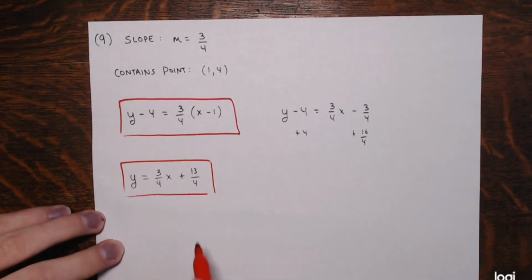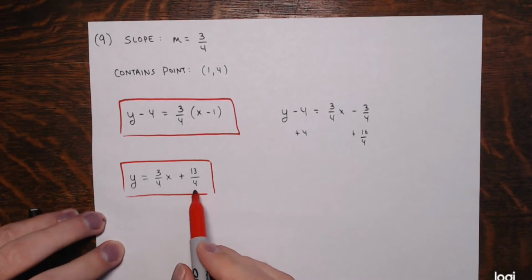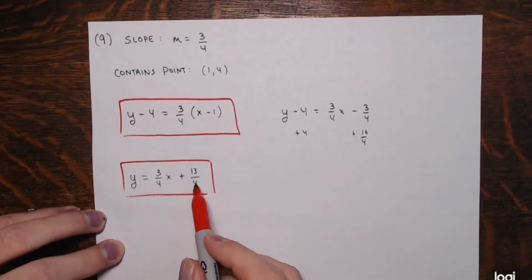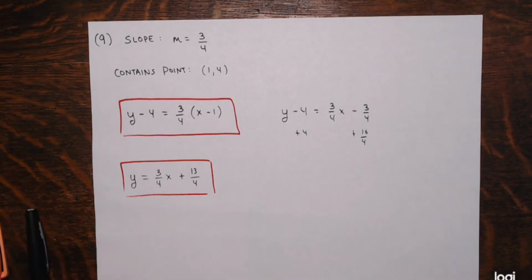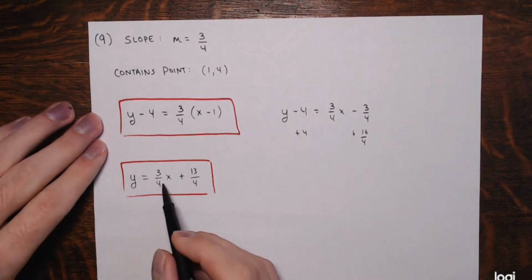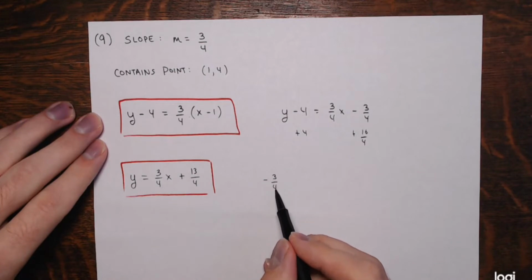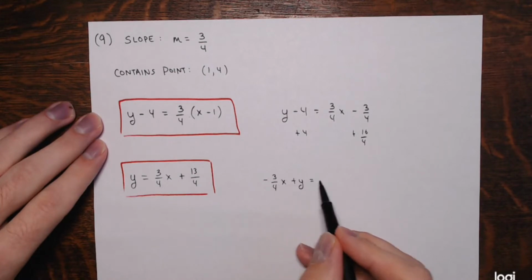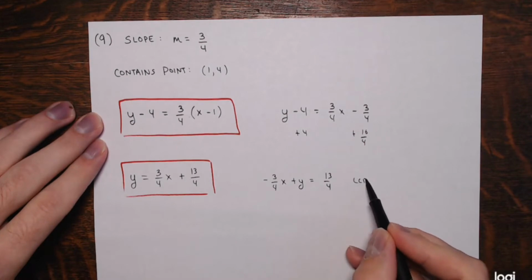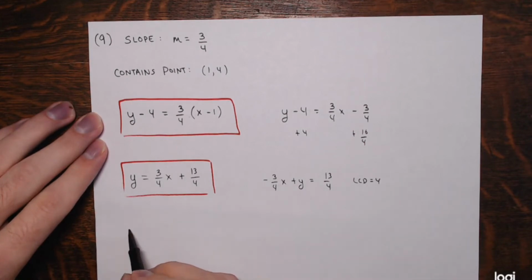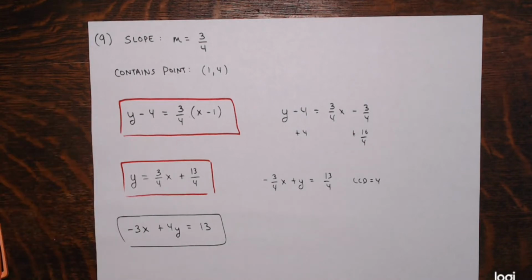So the y-intercept is at (0, 13/4), which is like 3.25. And I'll show you that on the graph, that it crosses the y-axis at 13/4, at 3.25. And then I take away 3/4 x, we get negative 3/4 x plus y equals 13/4. And the LCD here is 4. I multiply everything by 4. We get negative 3x plus 4y equals 13. And there's the standard form that they want, with integer coefficients for that same line.